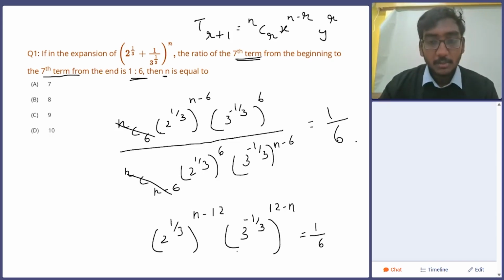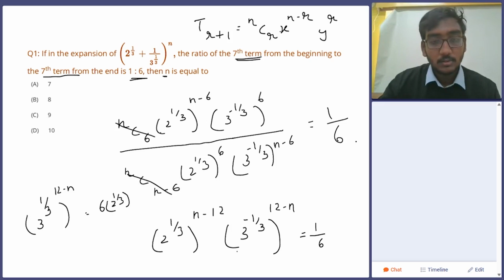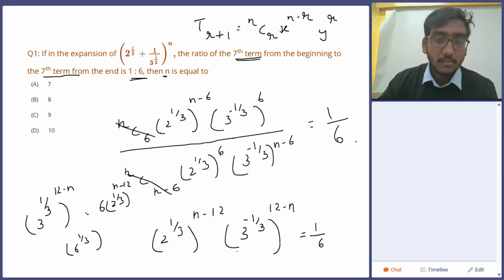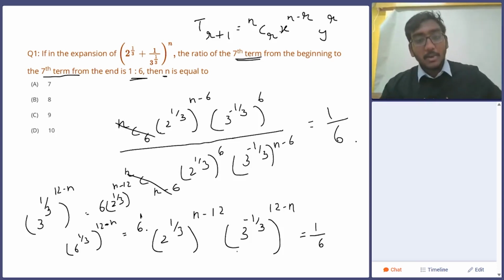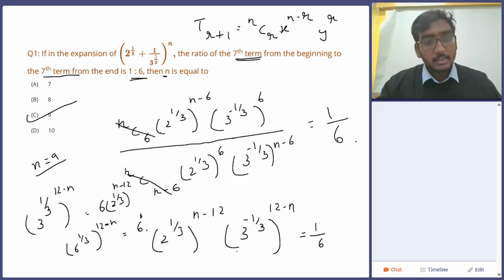Yeah, you can cross multiply, right? It will be what? 3 power 1 by 3 the whole power 12 minus n, that will be equal to 2 power 1 by 3 the whole power n minus 12, okay? Now you again divide this 2 power 1 by 3 the whole power n minus 12 on the other side. It will be what? 2 into 3, that is 6 power 1 by 3 the whole power 12 minus n, that is equal to 6, right? That means what? And 6 is what? 6 power 1, right? That means 12 minus n whole divided by 3 is 1, right? That means n is equal to 9, okay? That is third option, 9, okay?